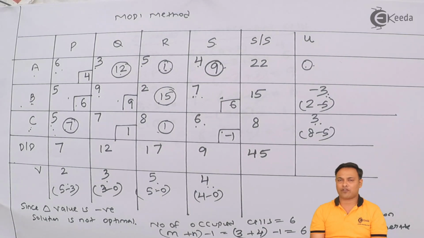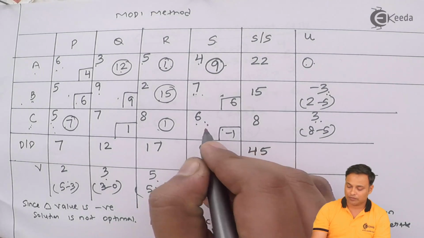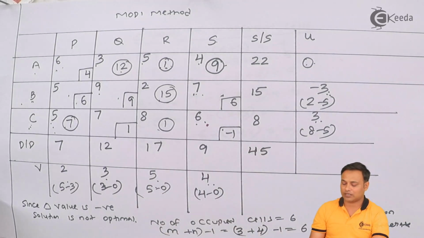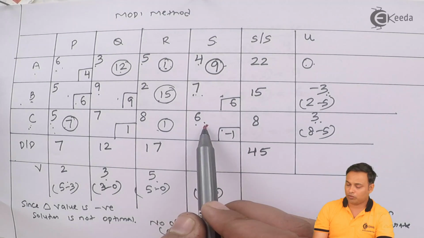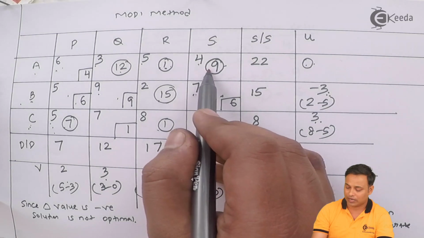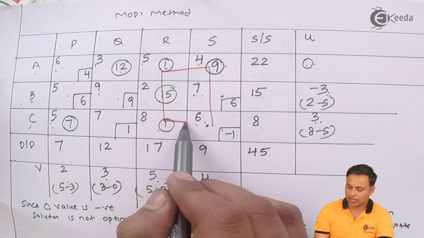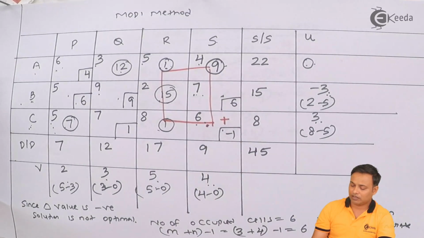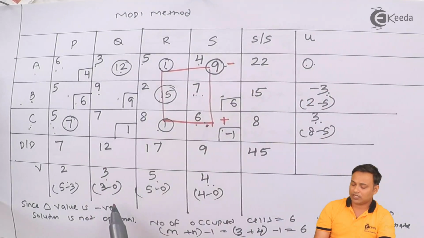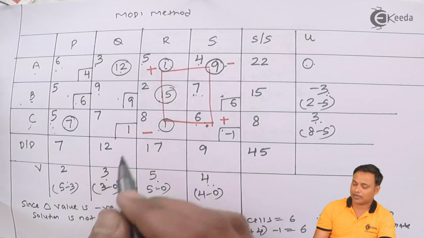The loop will start from the highest negative. Since we have only one negative right now, I will put a mark here as we will start the loop from this point. Now to make the loop, you can change the directions only at occupied cells. So I am going from here to occupied cell 9, then 1, then again back to 1 and back to the start. So we started from here, I will put a plus here. Then I went to 9, I will put a minus here. Then I went to 1, I will put a plus here, and I came back to this one, I will again put a minus here.